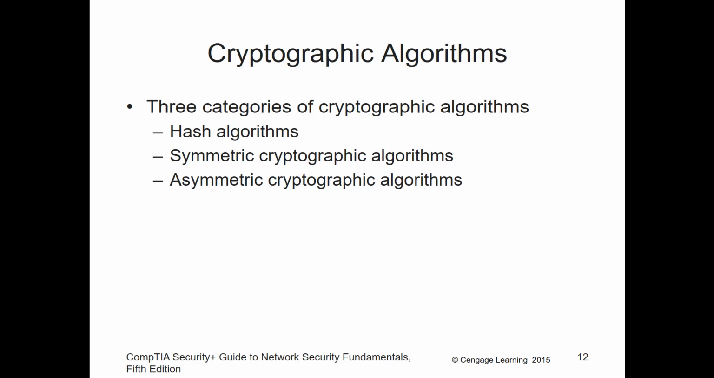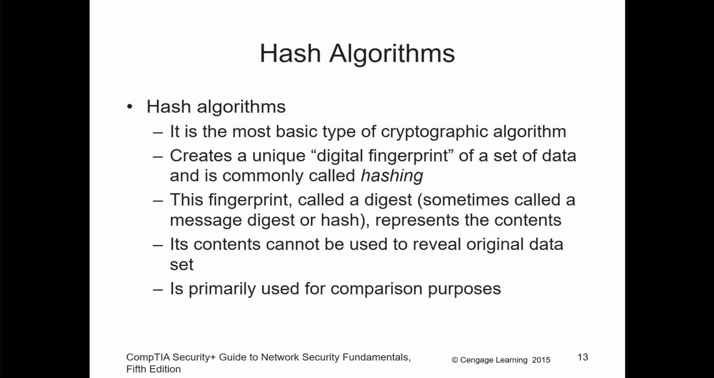We have asymmetrical and symmetrical. We got slides covering each one of those. The hashing algorithm is the most basic type of cryptography algorithm. It would create a unique digital fingerprint of a set of data, and it is commonly called hashing. Basically, you can hash a value or hash a file and break it down into a very simple string of text. You can send the file and the hash value, and you can use the hash to verify if the file was modified.